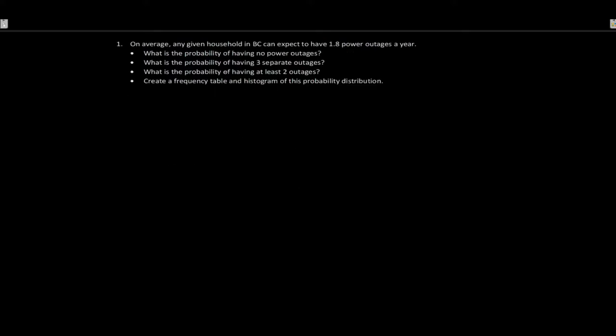Okay, here we have our final question for the Poisson. On average, any given household in BC can expect to have 1.8 power outages a year. Okay, we want to know then, hey, what's the probability of having no outages? What's the probability of having 3 outages? And what is the probability of having at least 2 outages? Finally, let's create a frequency table and a histogram of this probability.